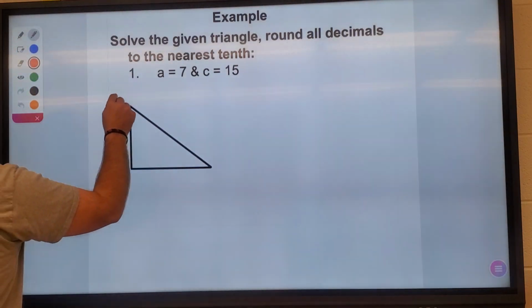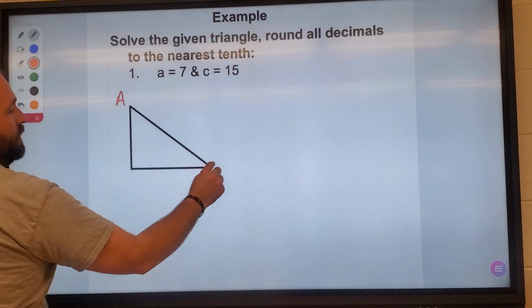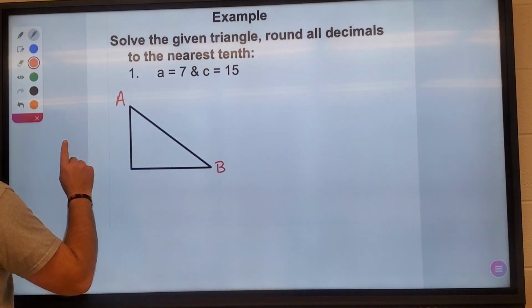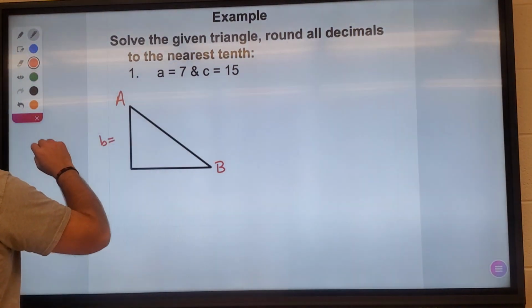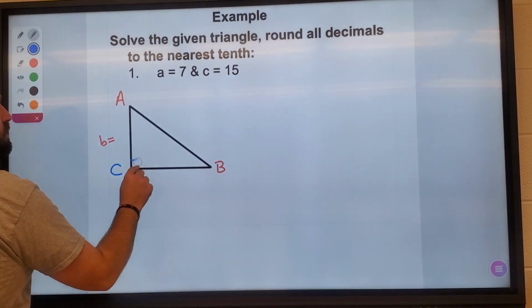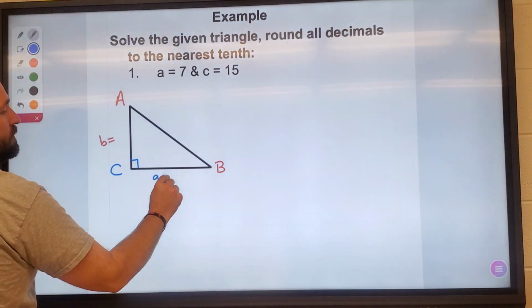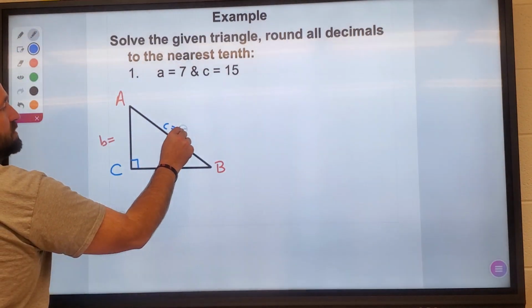I don't have angle A. Again, I'm going to stay consistent and leave angle A at the top. I don't have angle B. And I don't have side B, which is opposite of angle B. However, I do have angle C, which is that right angle. I do have side A, which is 7. And I do have side C, which is the 15.